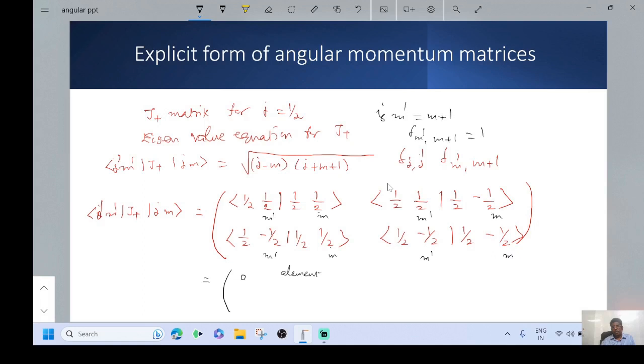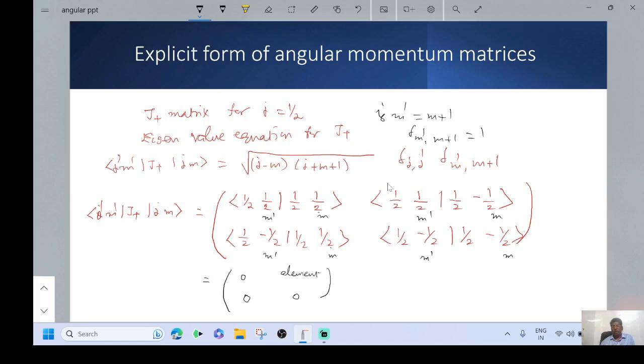Here, M dash is minus half, M is plus half. M dash equal to M plus 1, that is the condition we expect. 1 by 2 plus 1, 3 by 2. Minus 1 by 2 not equal to 3 by 2. So 0, no element. Here M dash is minus half, M is minus half. Minus half plus 1, plus half. So the condition M dash equal to M plus 1 is not satisfied. So no element, 0.